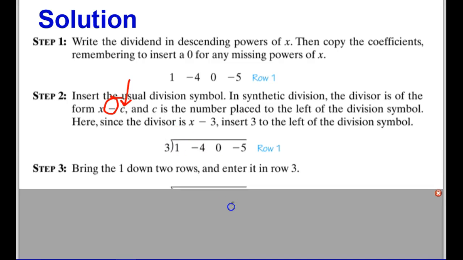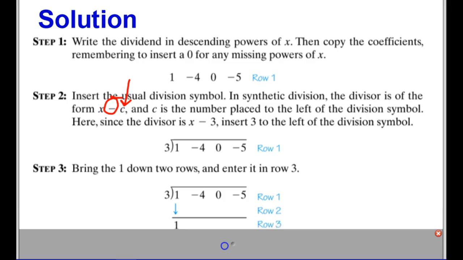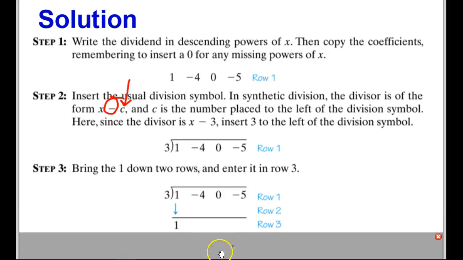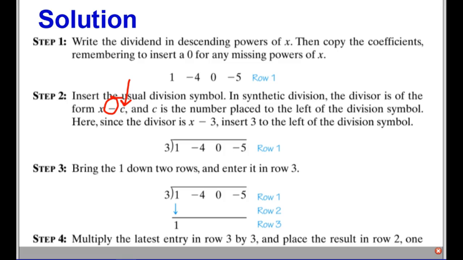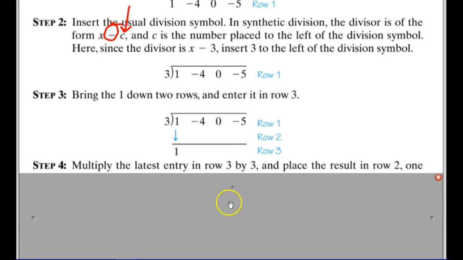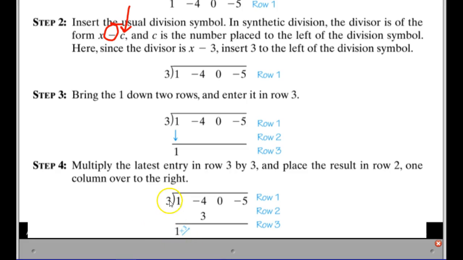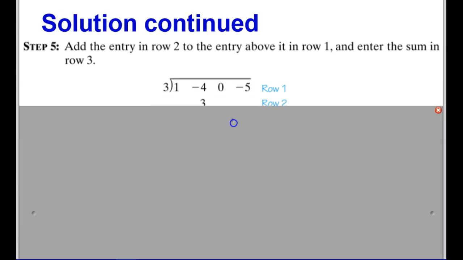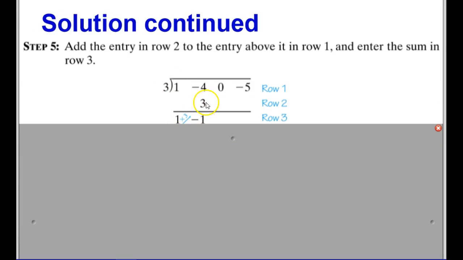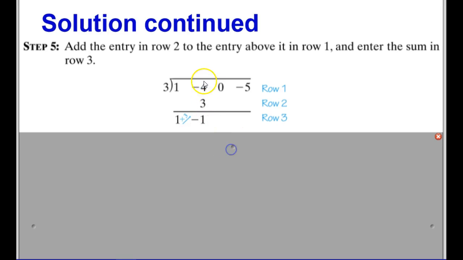Now I bring down my first number, so I take down the 1. Always, we just take down the first number. Once I've brought that down, I multiply 3 times this 1, so 3 times 1 gives me 3. Now let's look at my next step. I add -4 plus 3, which is -1.